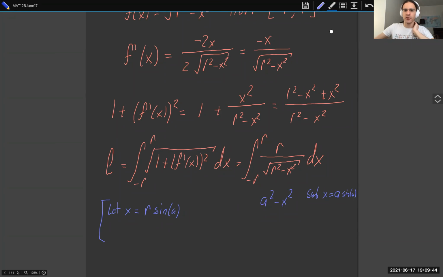So we've seen trig integrals before. So by substituting just the r instead of the r squared, why is it the r and not the r squared? Because of the a squared minus x squared. Because let's look at what happens when we replace x with r sine u.